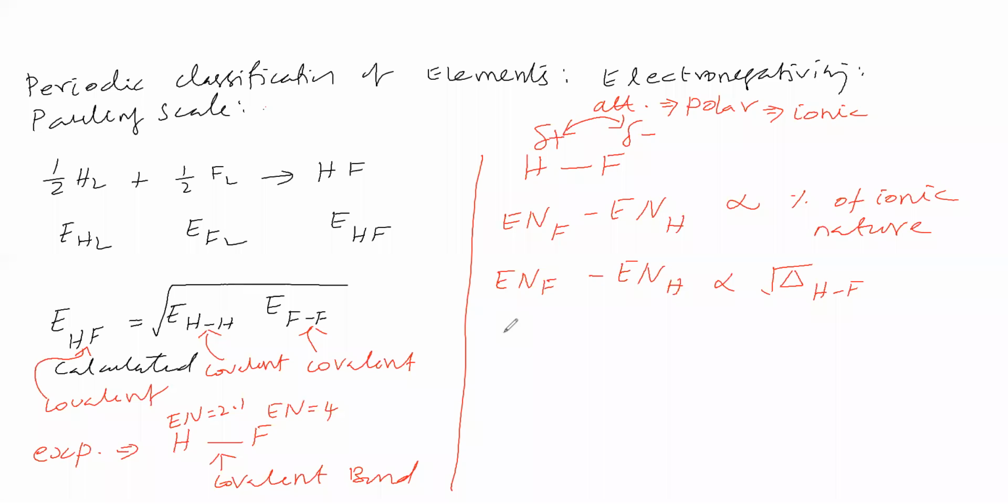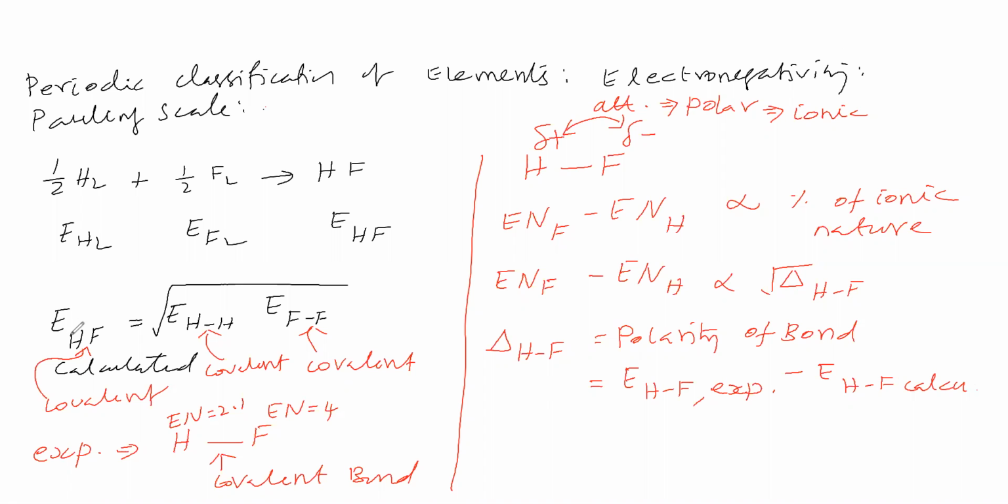This is called the polarity of the bond. The polarity of the bond is equal to the experimental value of HF bond energy minus the calculated value of HF bond energy. The calculated value of HF bond energy is calculated using this formula. This formula considers H2 as covalent and F2 as covalent. Therefore, HF has covalent nature, corresponding to this bond energy.